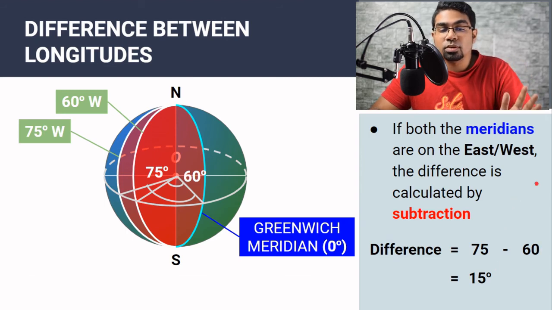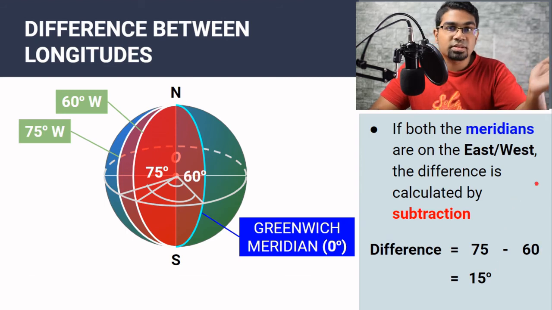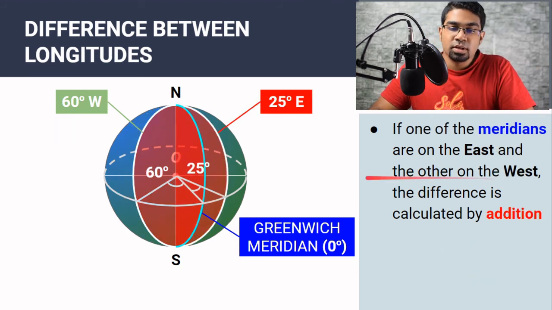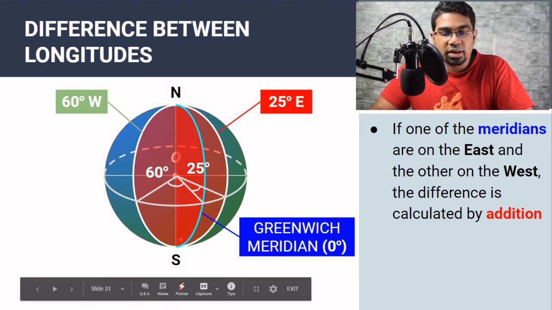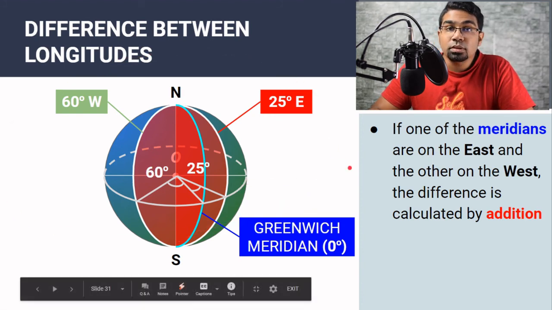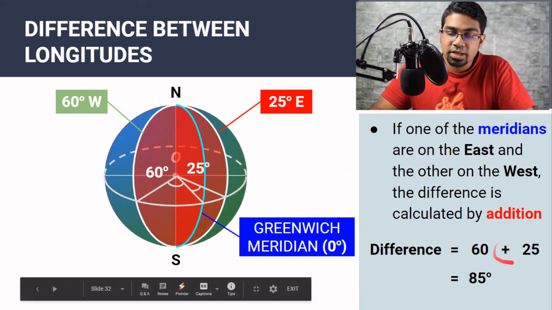Now what if they are on different hemispheres? One is on the eastern hemisphere, one is on the western hemisphere. Then, for example, like this one, here we have 25 degrees east and 60 degrees west. So when we look at the diagram, we can see that the difference between the longitudes is actually an addition of both the angles. This will give us the difference between the longitudes when one is on the western hemisphere and one on the eastern hemisphere. So in this example, the difference will be 60 plus 25 instead of minus like just now. So the difference is 85 degrees.